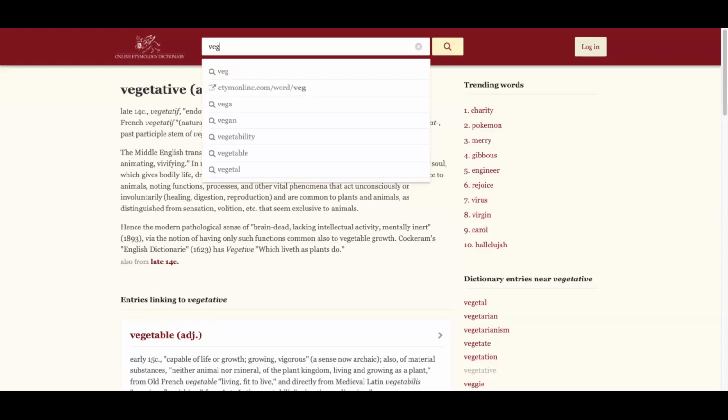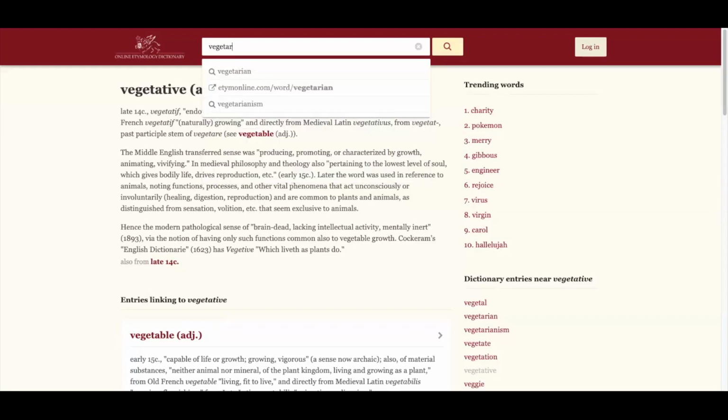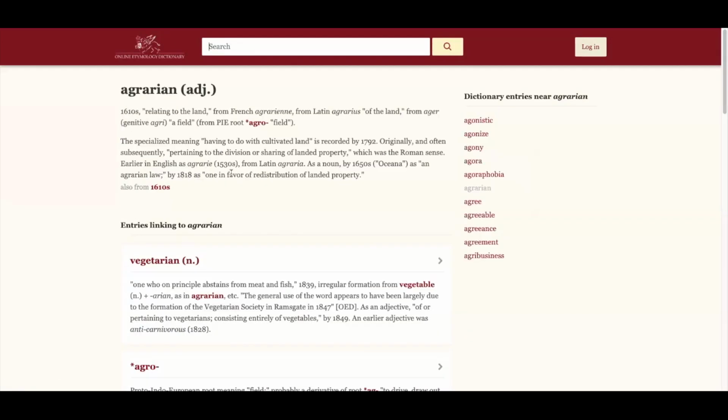But if I go back to vegetarian, and I click on agrarian, it means relating to the land. So I might do some digging into how this word reminds me of agriculture. And are there other words that would be related to that in some way?